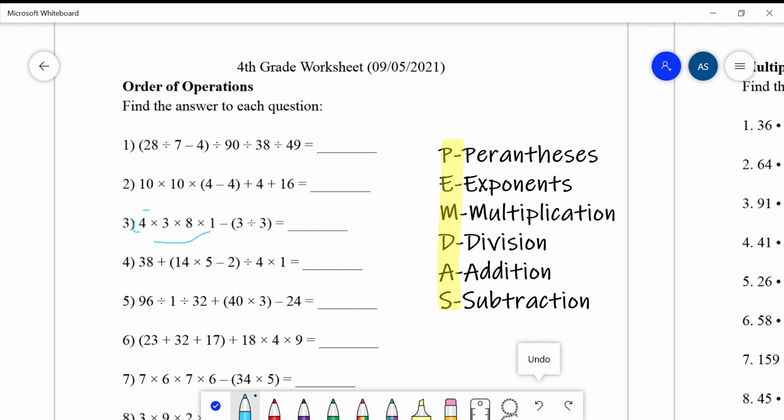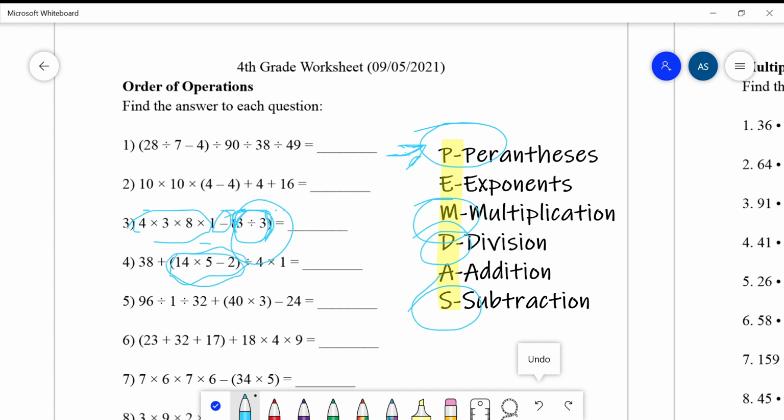there are multiplications here, a subtraction, and a division. Now, we have multiplication, division, subtraction. But we also have a parenthesis right over here between 3 divided by 3. And parenthesis is at the very top, so we're doing parentheses first. Whatever is inside the parenthesis, like here too, we're going to do it first.